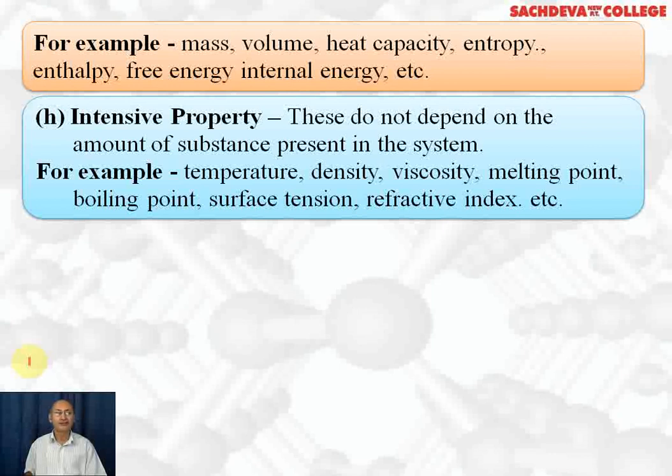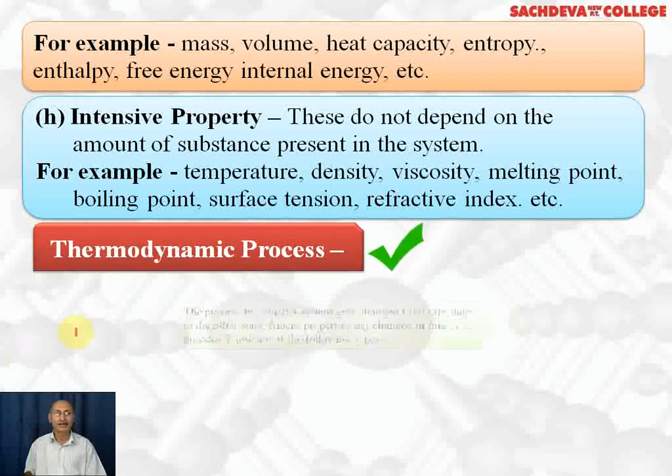And also remember, the ratio of two extensive properties generally becomes an intensive property. For example, the ratio of mass per unit volume is density, which is an intensive property. Thermodynamic process.